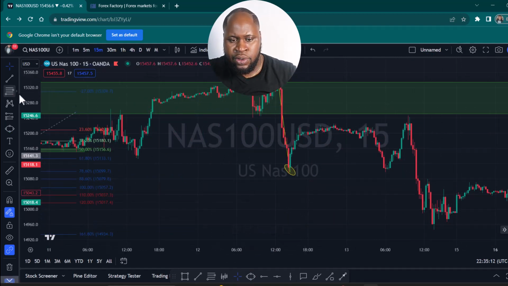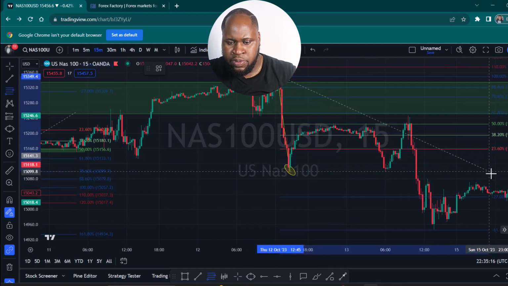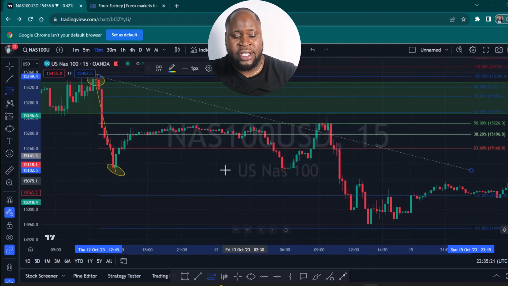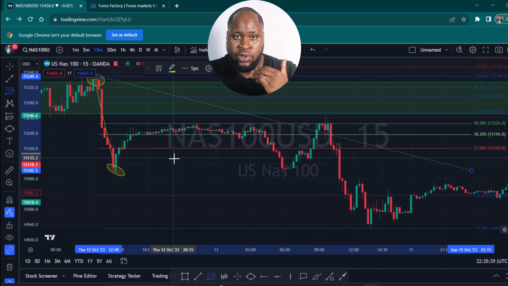I'll take my fib tool from point A to point B, right? Extend it across, point A to point B. And then what do I identify? What do I see? Before, when I was looking at the up moves, I was looking for support, because that's where the retracement was trying to find support. Now, because this is a down move, I'm looking for resistance, right?